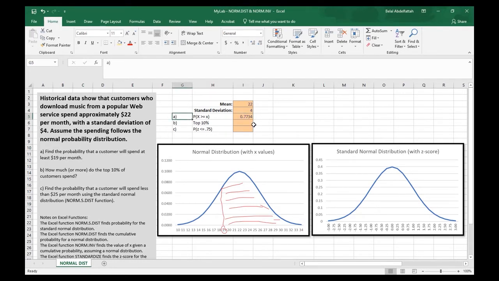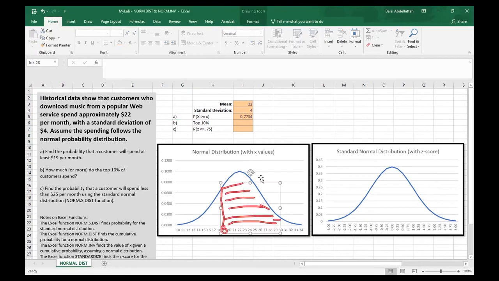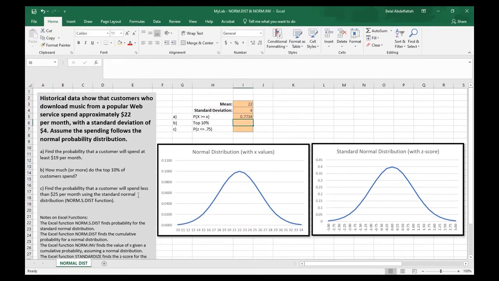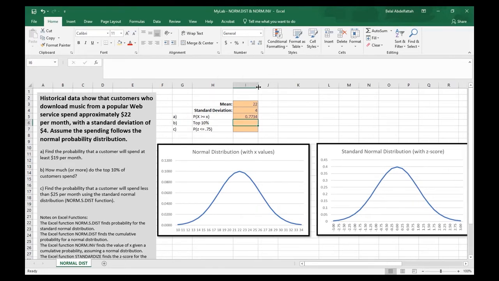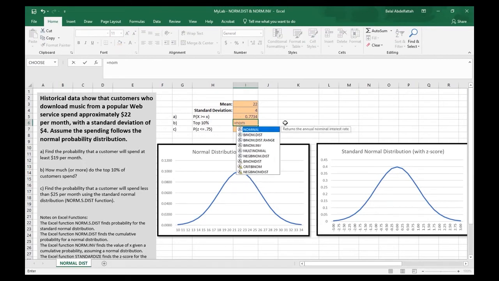So that's part A. Part B is asking for how much or more the top 10% of customers spend. Let me delete this part. This is a cumulative distribution type of problem, but we're working backwards. We're not looking for a probability, we're looking for an X value that would represent how much or more the top 10% will spend. So instead of norm.dist, I would use norm.inv, looking for an X value rather than a probability.